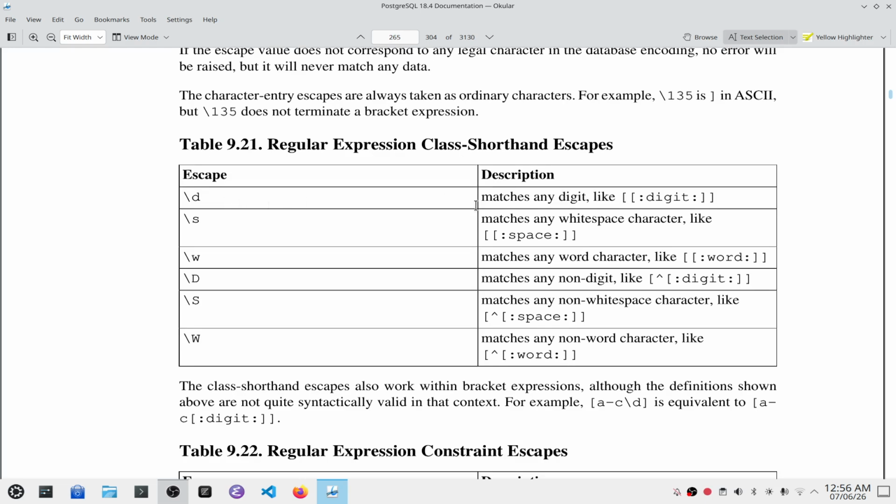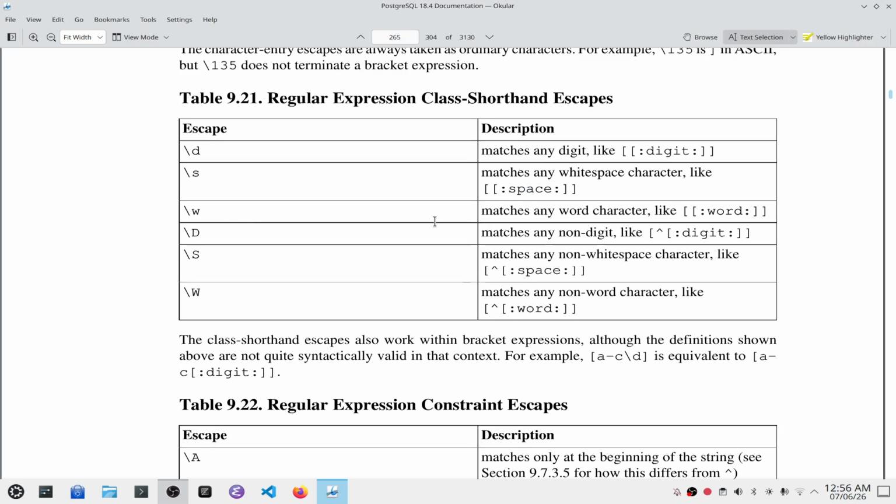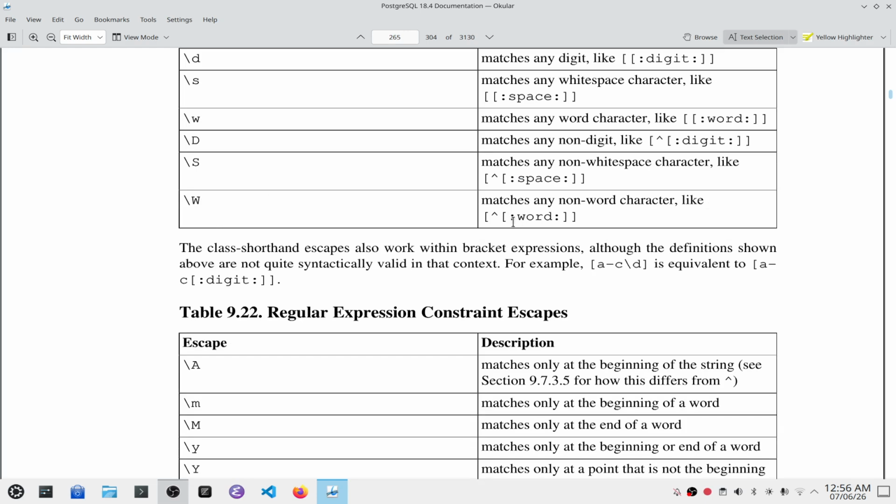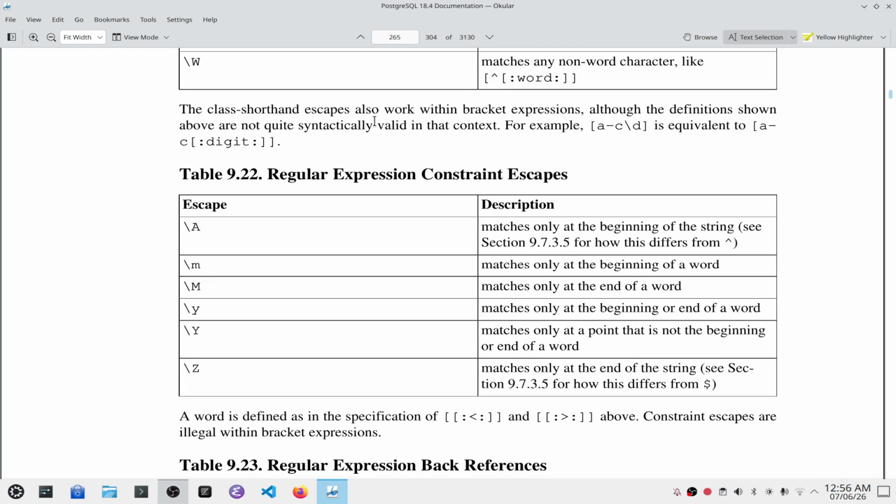So we have \d, which matches a digit, like this POSIX character class. \s is the character class space. \w is the character class word. \D is the negation of digit. \S is the negation of space. \W is the negation of word. The class shorthand escapes also work within bracket expressions, although the definitions shown above are not quite syntactically valid in that context. For example, [A-C\d] is equivalent to [A-C[:digit:]].